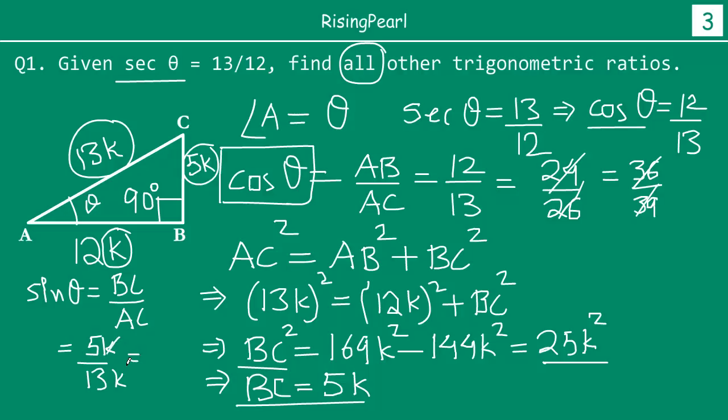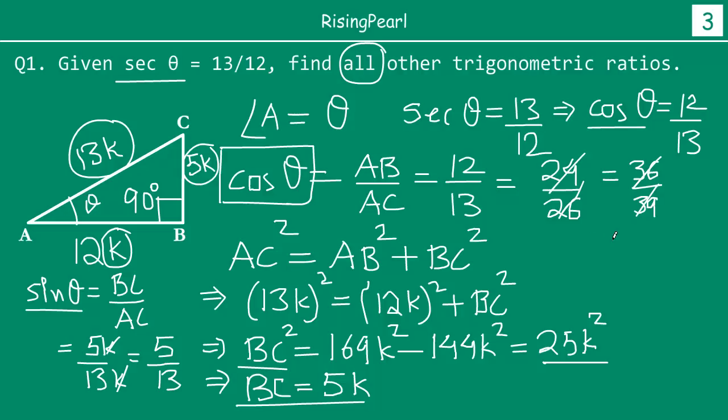So k and k will cancel out. I'll get 5 by 13. So if sine theta is 5 by 13, cosec theta will be the reciprocal of this. So cosec theta will be 13 by 5.